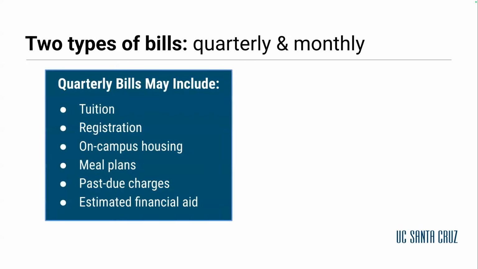There are two general types of bills. The quarterly bills include charges for things like tuition, campus and student services fees, on-campus housing, your meal plan, and UC SHIP health insurance if you have that. If past due charges from a previous bill haven't been paid yet, they'll be added to the new bill. And if you're receiving financial aid, you'll see estimated aid amounts that you may be eligible for.